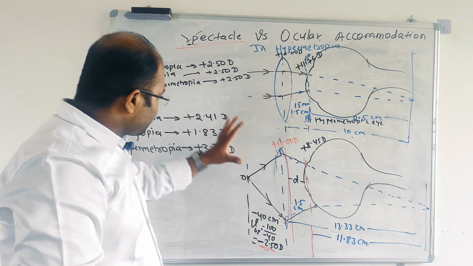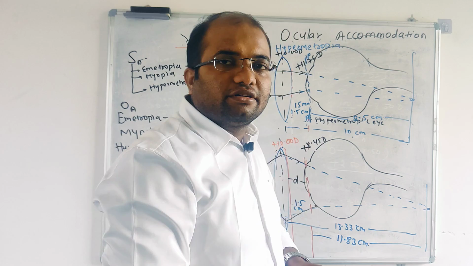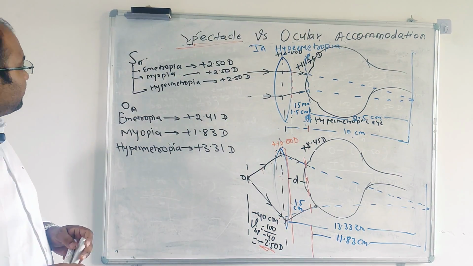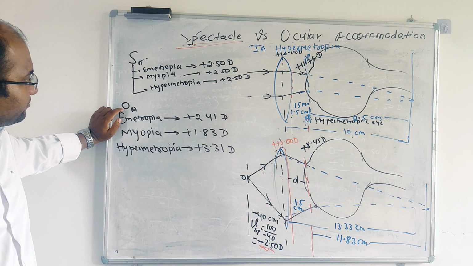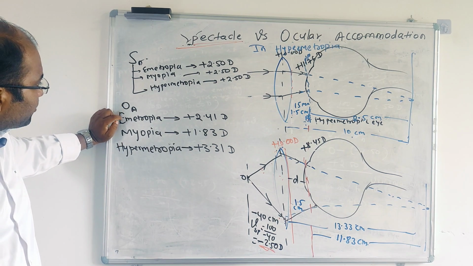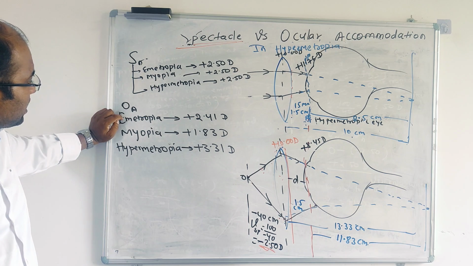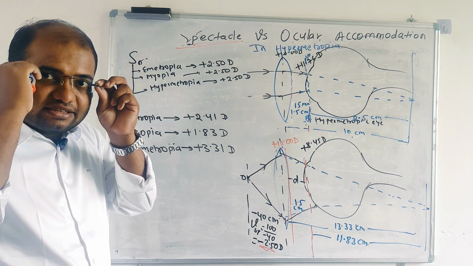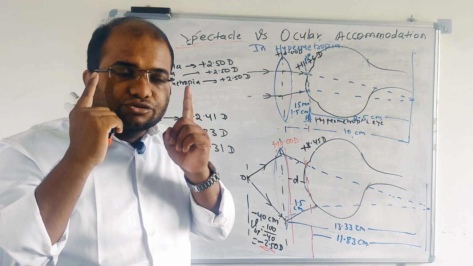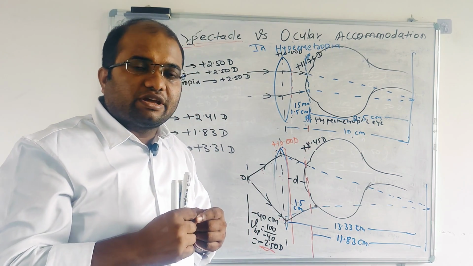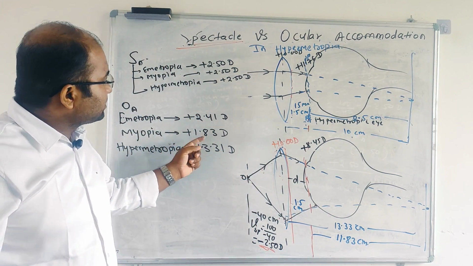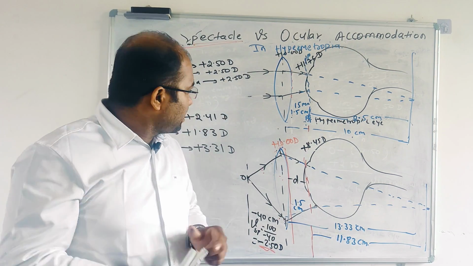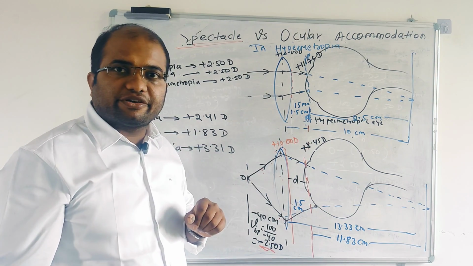So the conclusion of all these derivations and this lecture is that ocular accommodation for emmetropia is less as compared to the hypermetropic eye. That means once you wear the hypermetropic glass, you tend to accommodate more as compared to emmetropia. But once you wear the myopic glasses, you tend to accommodate less as compared to emmetropia. So this is the conclusion.